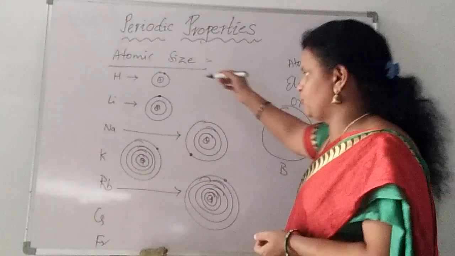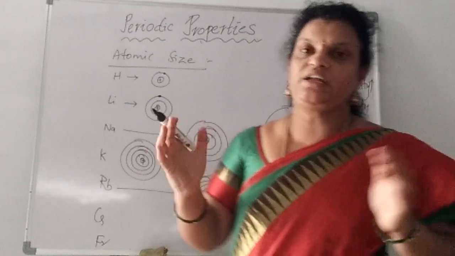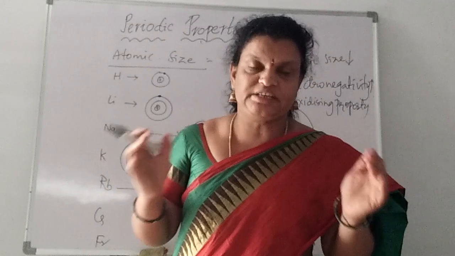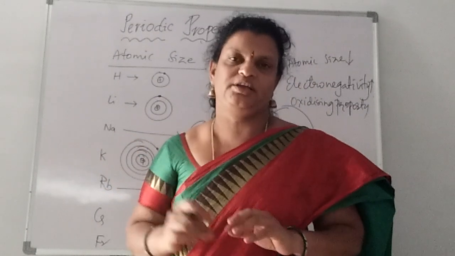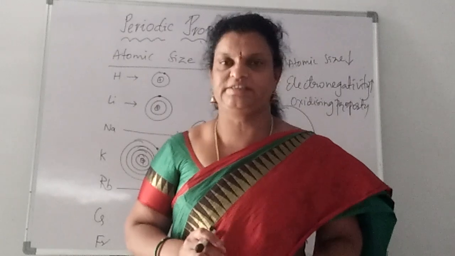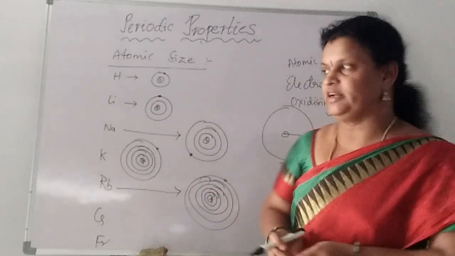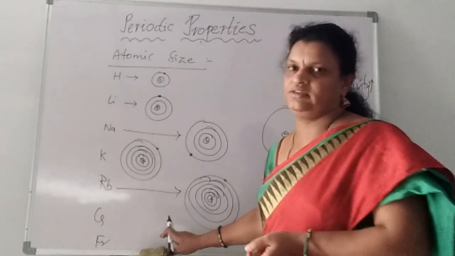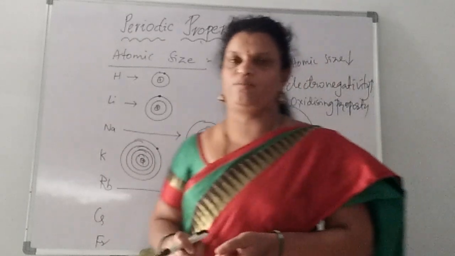So from top to bottom, if you observe, the number of shells is increasing. As the number of shells increases, size also increases. The distance between the center of the nucleus and the outermost electron increases. So because of that, we can say clearly that atomic size increases from top to bottom.